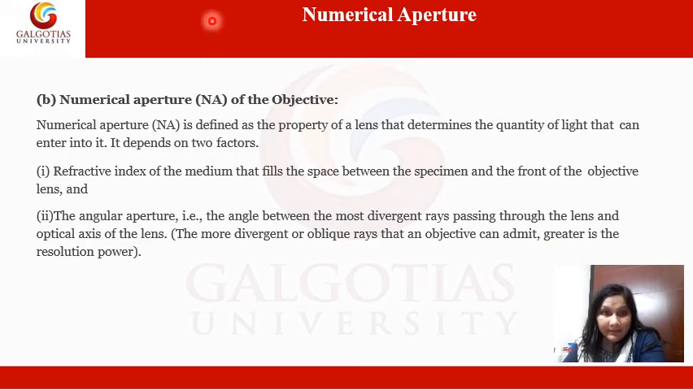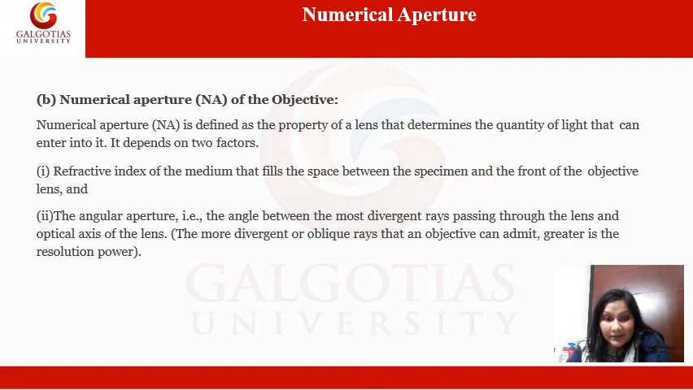Now, the second parameter that affects the resolution power of the microscope is the numerical aperture of the objective lens. Numerical aperture can be defined as the property of the lens that determines the quantity of light that can enter into it. And this depends on two factors. The first is the refractive index of the medium that fills the space between the specimen and the front of the objective lens.